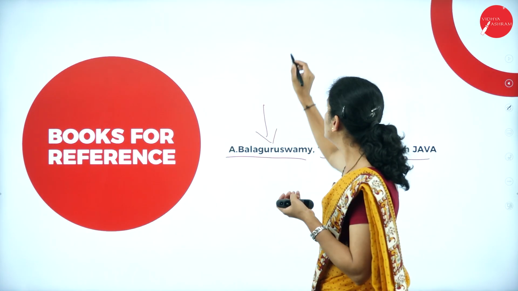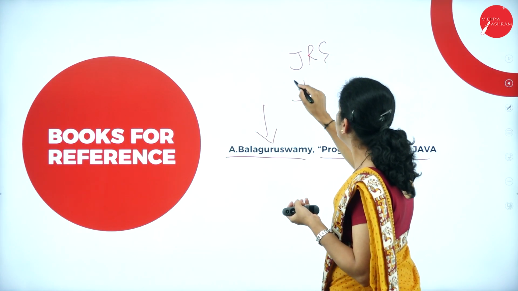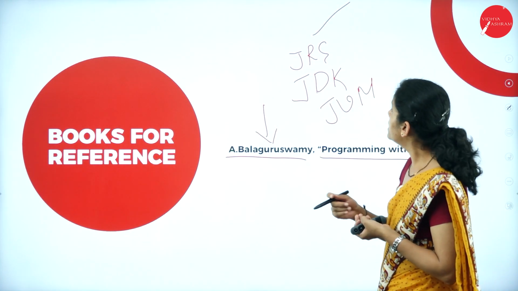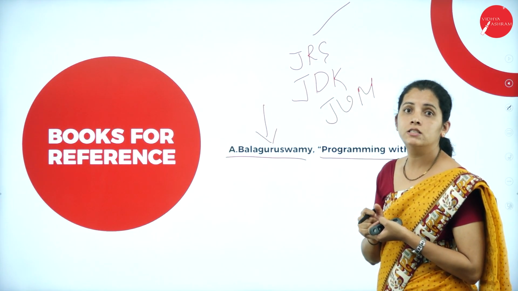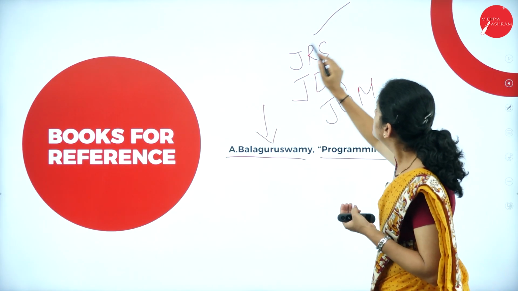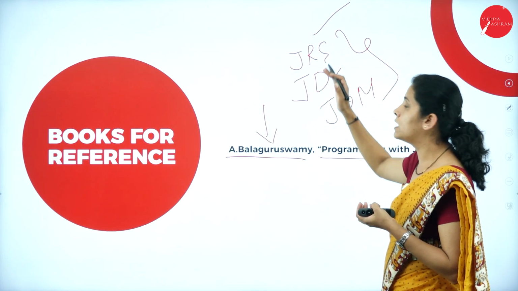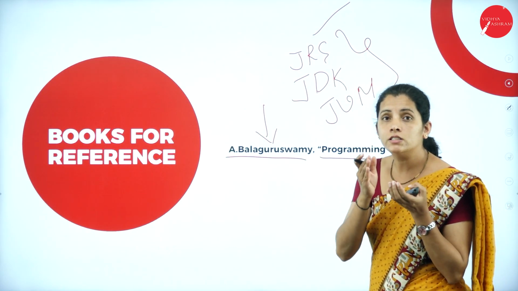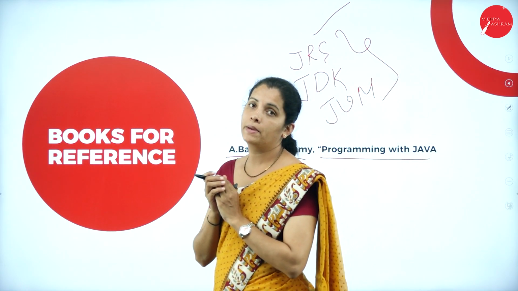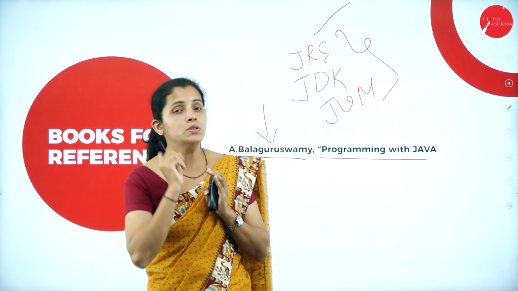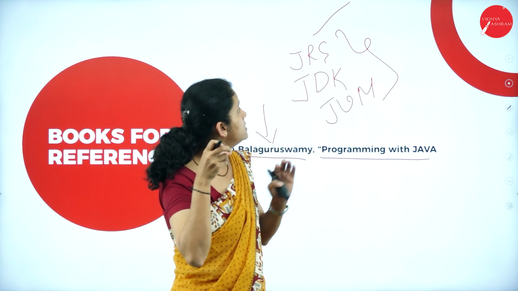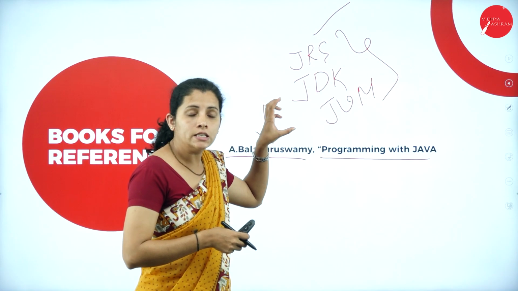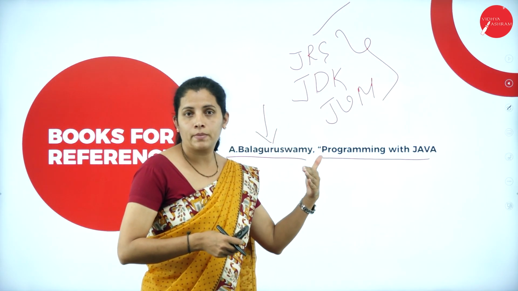Then we are going to have JRE, JDK, JVM. So what is Java Runtime Environment? What is Java Development Kit? What is Java Virtual Machine? These are the 3 important concepts which come under Java. Because of these 3 important points, Java is different from other programming languages. And Java gives bytecode. What is bytecode? What is JRE? What is JDK? What is JVM? Everything I'm going to discuss in depth in my next upcoming sessions.